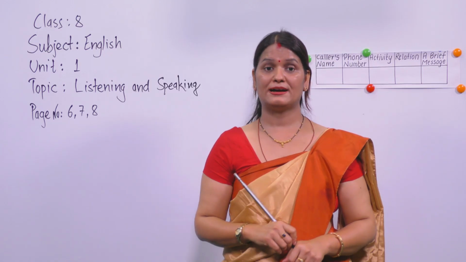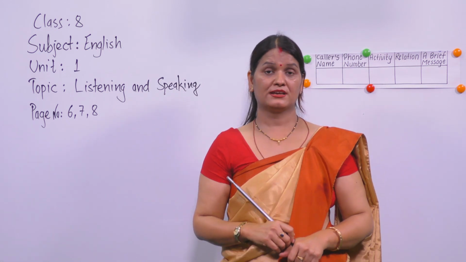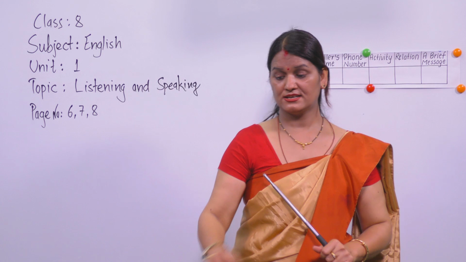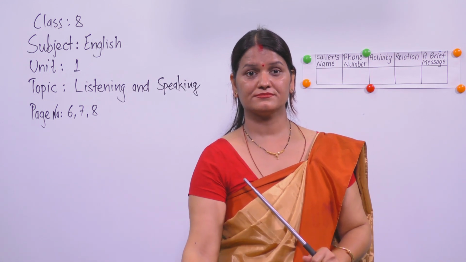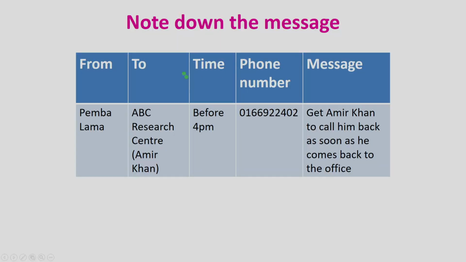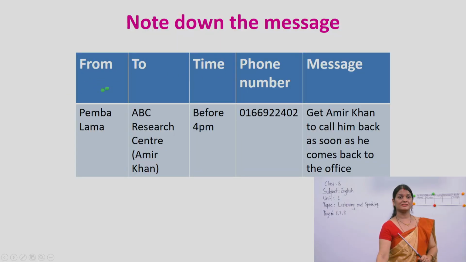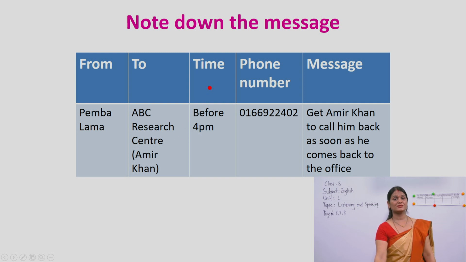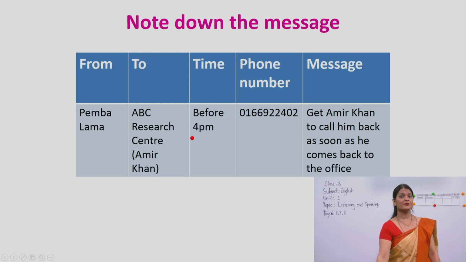I hope you have completed all the tasks. Okay, so to check your answers, just have a look here. Okay, note down the message. From whom the receiver received the call? From Pemba Lama. Pemba Lama is the caller, and to whom he has called? ABC Research Center. Okay, he wanted to meet Amir Khan, so he has called ABC Research Center. And at what time he would like to meet him? Before 4 p.m.